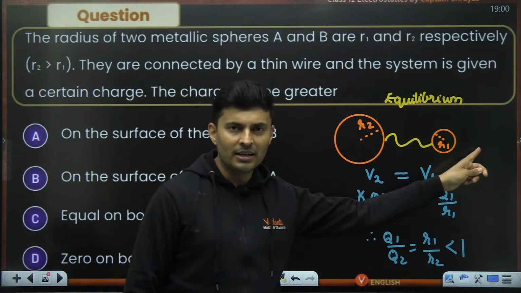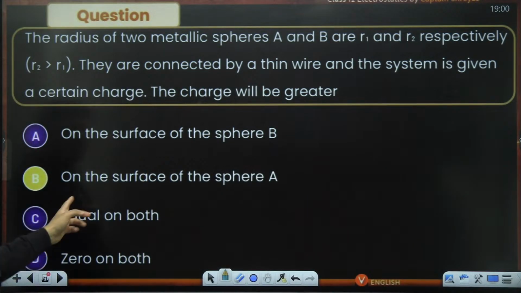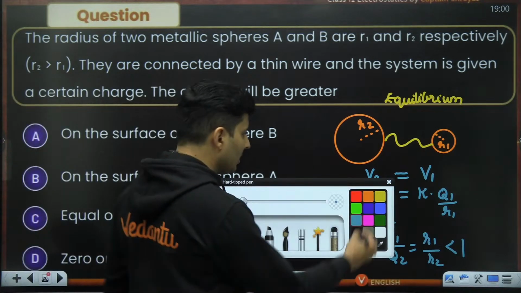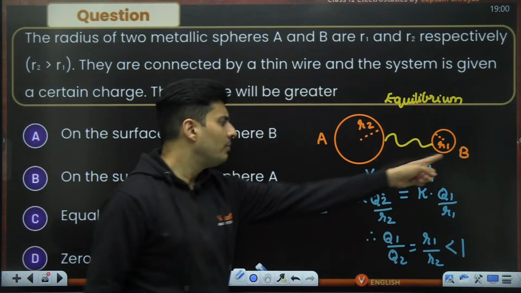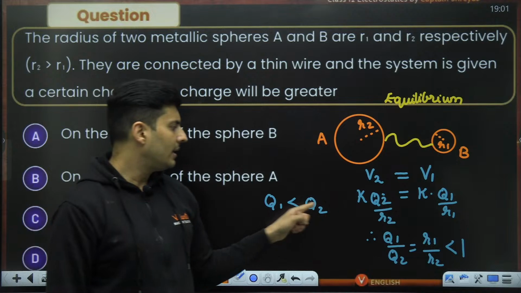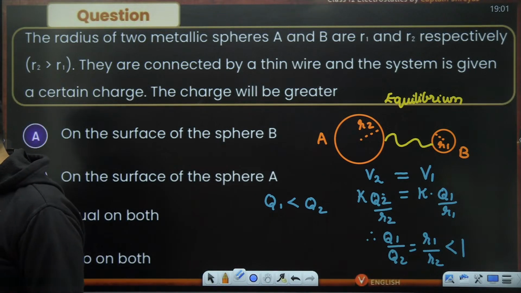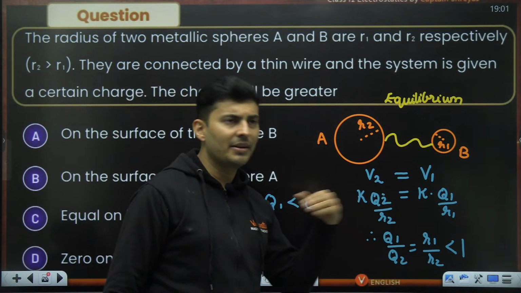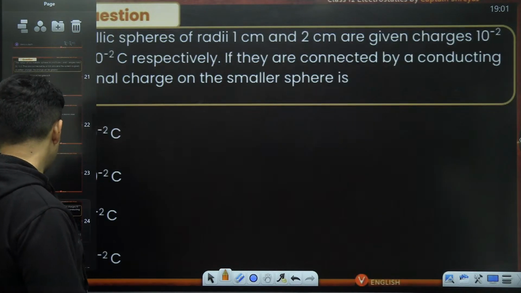So on the smaller one, the charges are less. On the bigger one, the charges are more. Hence, the charge will be more on surface A, being the bigger one. So this was our A sphere. This was our B sphere. B will have less and A will have more. Is this clear, everyone? Very simple. So most of the times you will have to use kq by r formula. Kq by r is the electric potential.